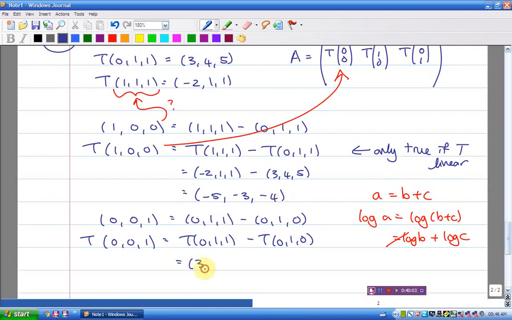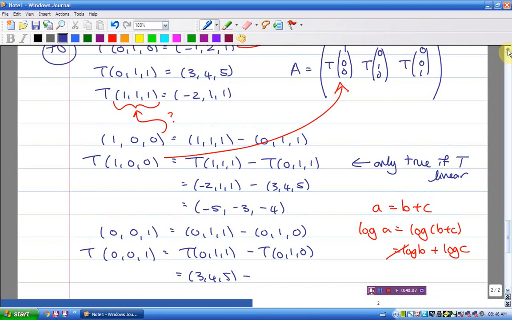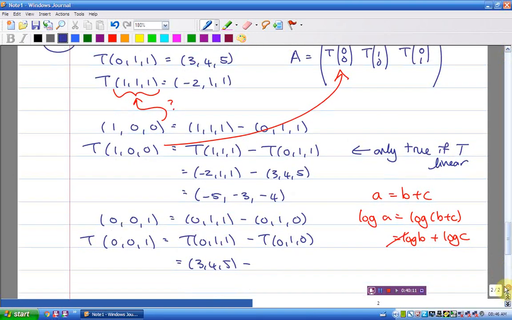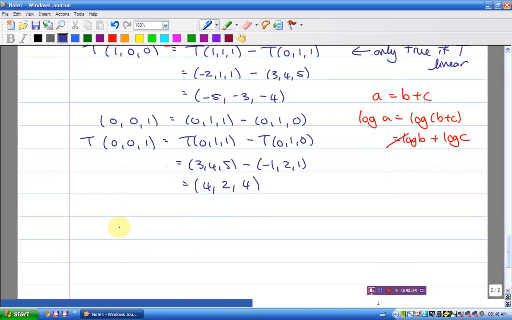And that's (3, 4, 5). Subtract, I've scrolled past it, (minus 1, 2, 1). So (3 plus 1, 4 minus 2, 5 minus 1). I'm rushing a little, so I hope I'm not making mistakes. Sorry, people who are copying down, I just need to write out what A is. And now I've scrolled past all my useful information. That one's a minus 5, that's a minus 3, that's a minus 4. The last one is 4, 2, 4.